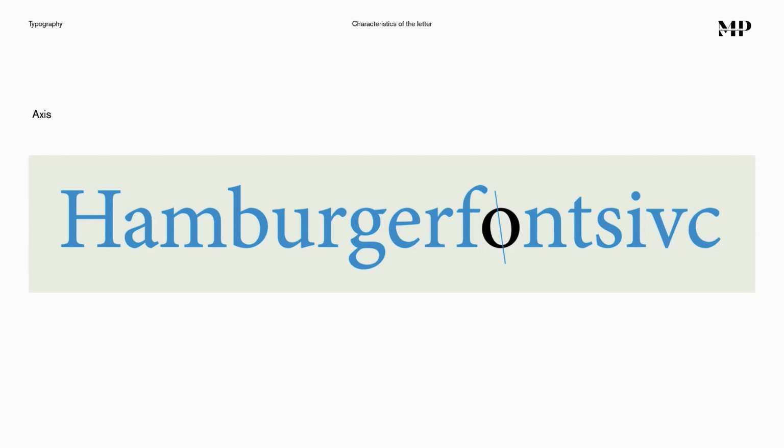The O, which is the easiest letter to figure out that axis, we see that in this case it has an inclination that will be around 6 to 8 degrees. This inclination of the axis tells us a bit about a humanistic reminiscence. Of course, we have seen many other typefaces where the axis is completely vertical.